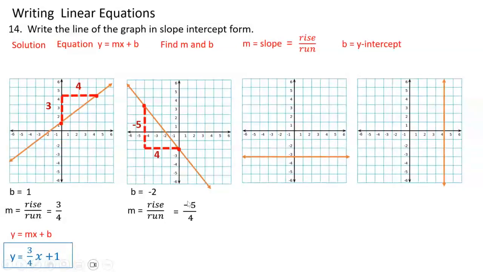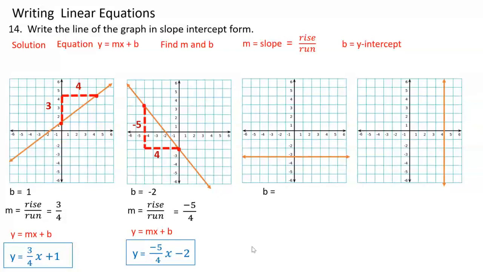That's my slope. So again, I found my m and I found my b. So now I can go back to the equation and plug in both values. My m is -5 over 4, and my b is -2. Okay, now look at the third graph here.